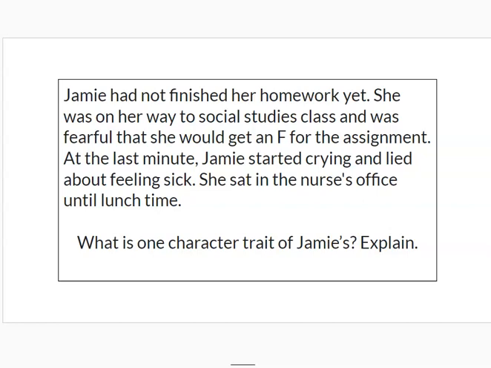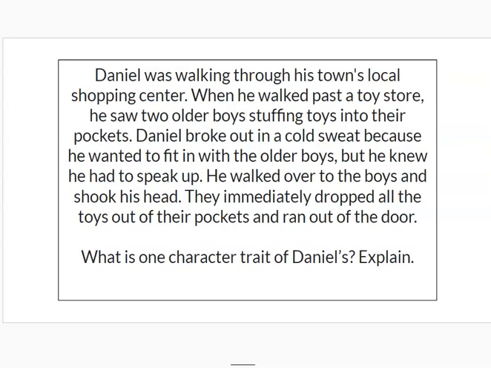Let's look at another example. In this example, we'll learn about Daniel. We'll do the same thing. I'll read a short passage. I'll give you some time to think and decide your own character trait for Daniel, and then I'll share mine.